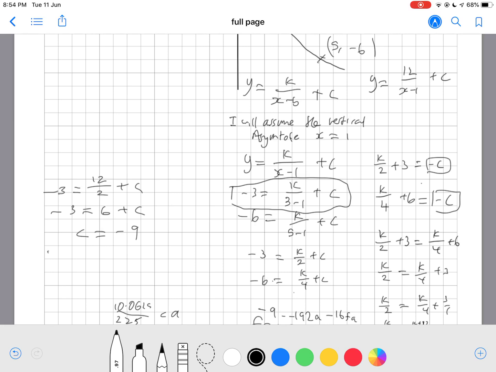So now we can write out a new equation, y equals 12 divided by x minus 1 minus 9. And that should be your final equation here. y equals 12 divided by x minus 1 minus 9. And that's solved by using the simultaneous equations. Basically you're just estimating one of the asymptotes, and then you solve using simultaneous equations. That's the safest way to do the hyperbola.